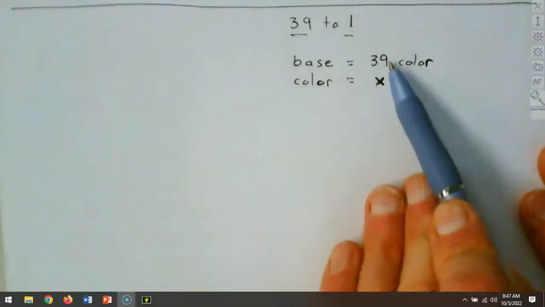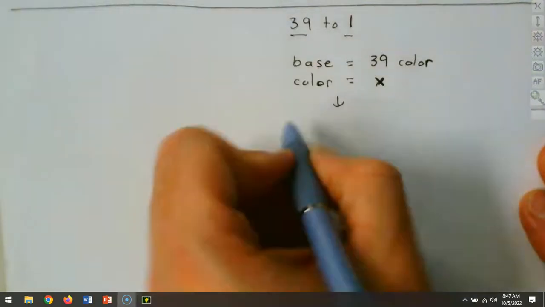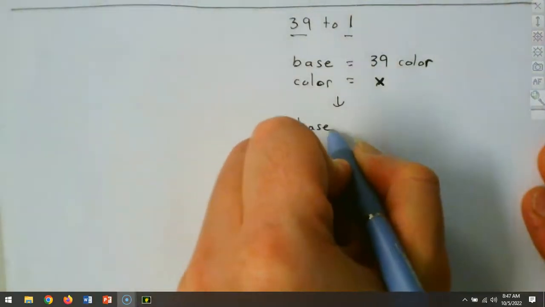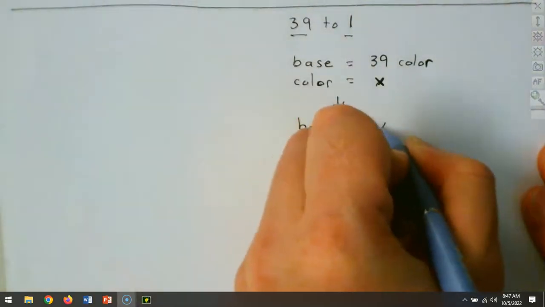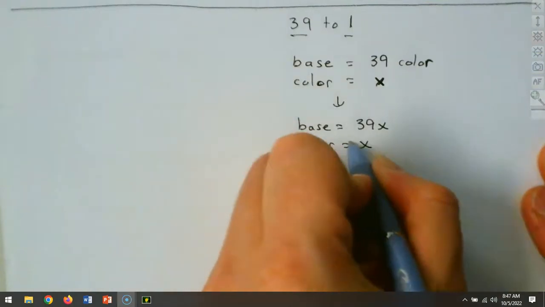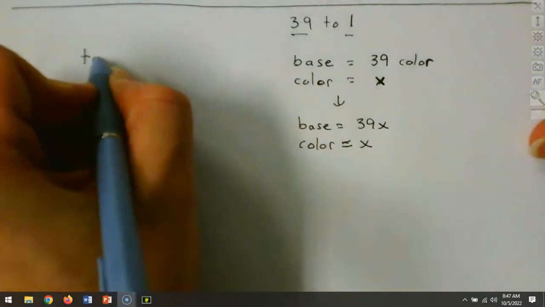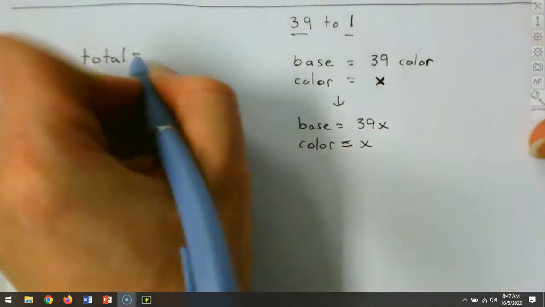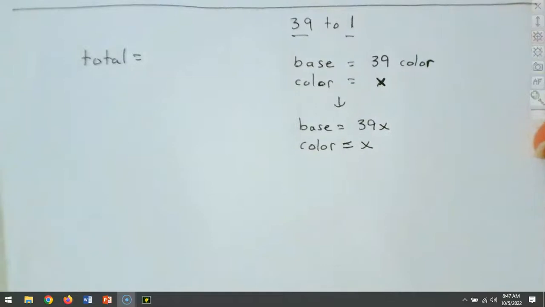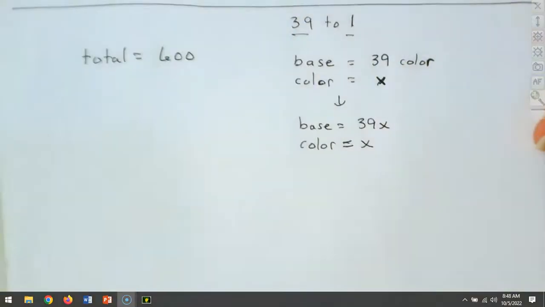So 1x for the color and 39x for the base here. Now, when I rewrite that, your base is now going to be what? 39x. Your color is x. So that's all taken care of. Now, what does my equation look like here? My total is how much? How many total gallons of paint do I have? 600. So my total is going to be that 600.